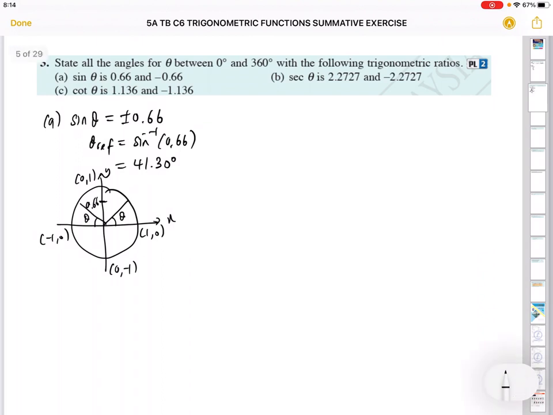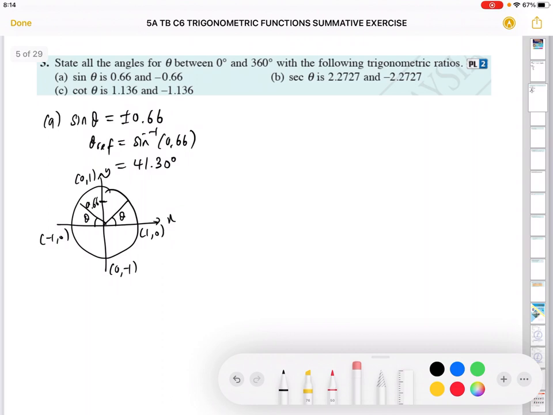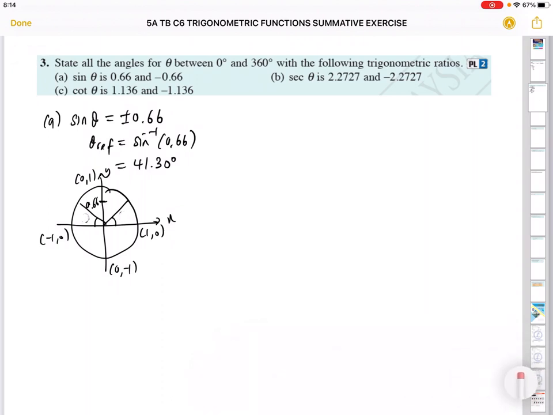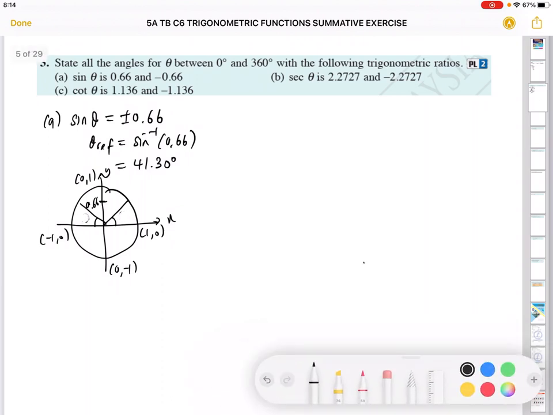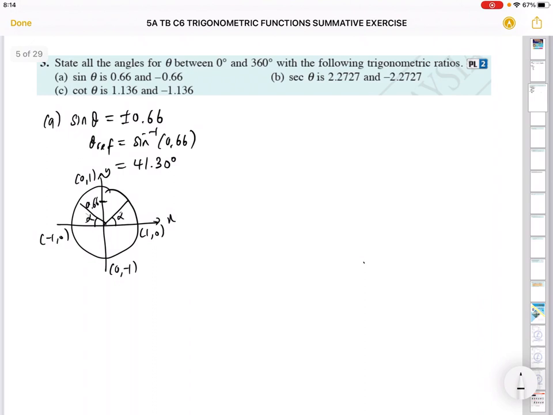Okay, so maybe I should not write this as theta. Reference angle, you can use REF, theta REF, or you can just say alpha, right? And we want to find the general angle. So the general angle is the angle measured from the positive x-axis. If it's in quadrant 1, we measure from here to here, quadrant 1. Your theta is the same as your reference angle, 41.30.